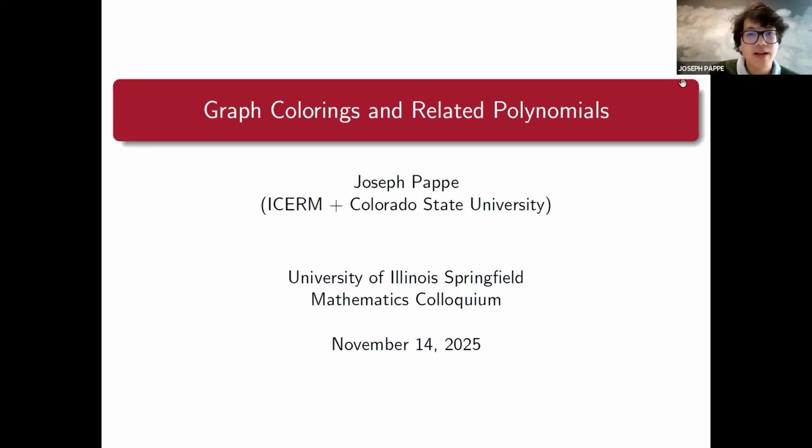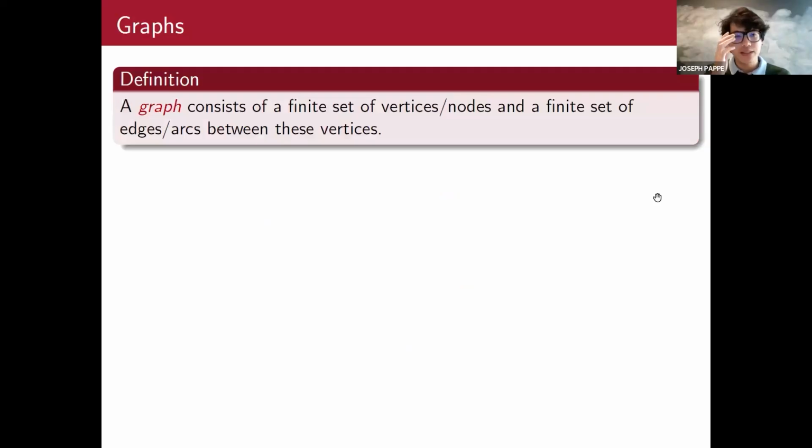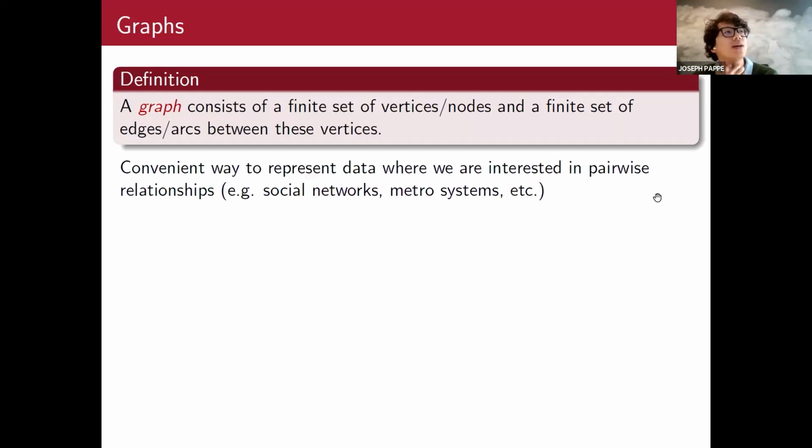So maybe let's fix a definition of, and make sure everyone knows what a graph is, as this will be our key object for the rest of the talk. So for us, the graph is just going to consist of a finite set of vertices or nodes and a finite set of edges or arcs between these vertices. And I sort of made this definition broad on purpose. The reason being that at the heart of what this is trying to do, it's really a data structure in which we care about the pairwise relationship between our data points.